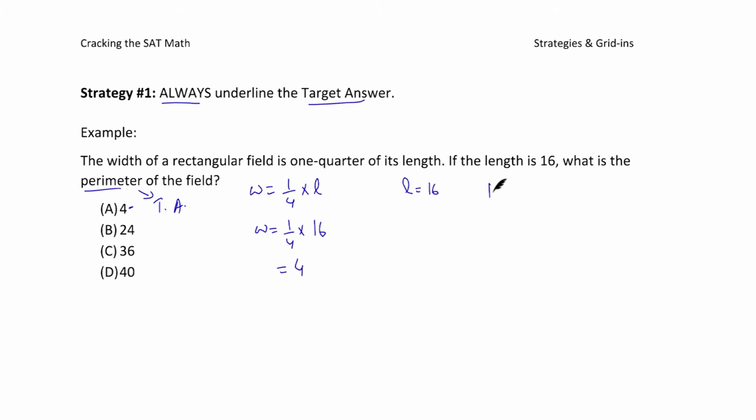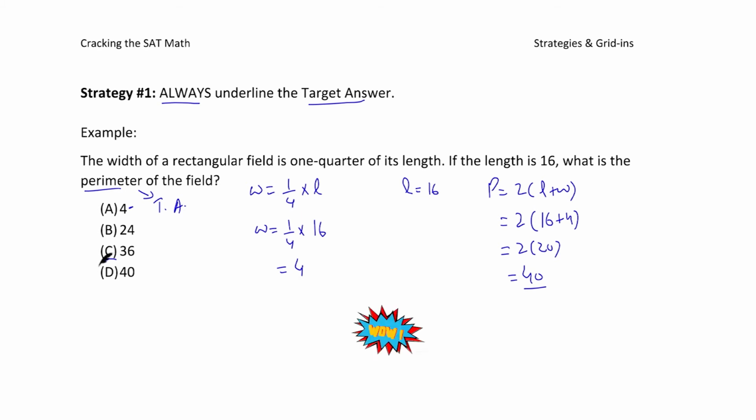You have to calculate the perimeter, which is 2 into length plus width, which comes out to be 16 plus 4, 2 into 20. The answer is 40. The answer is D.